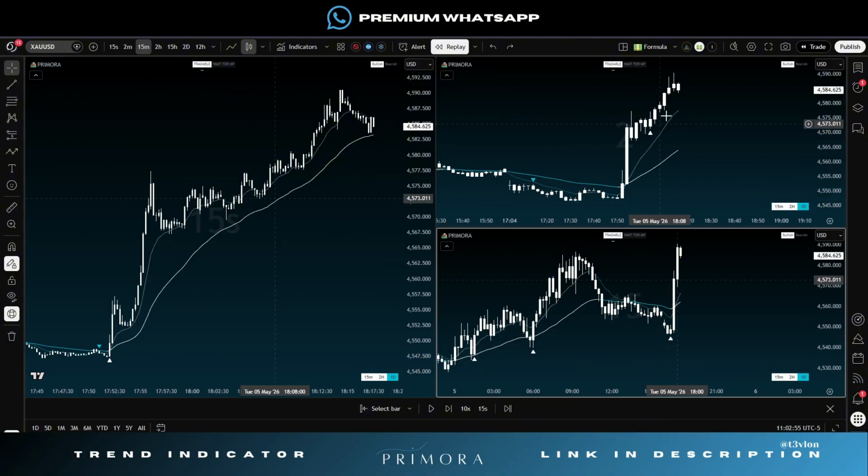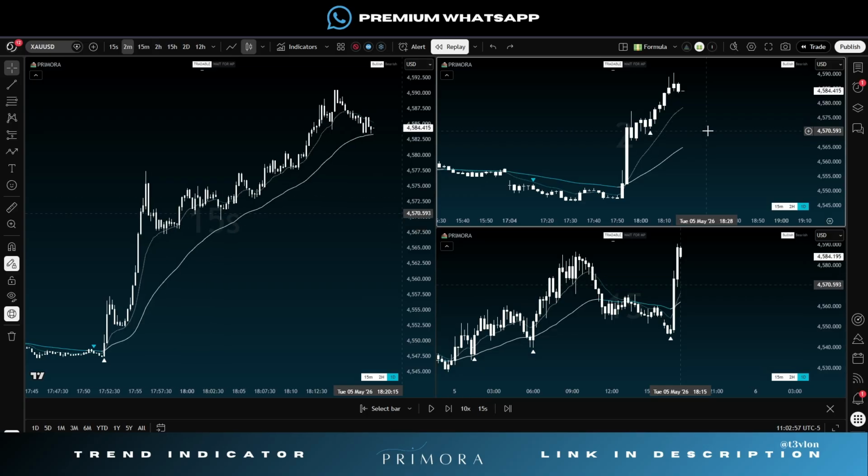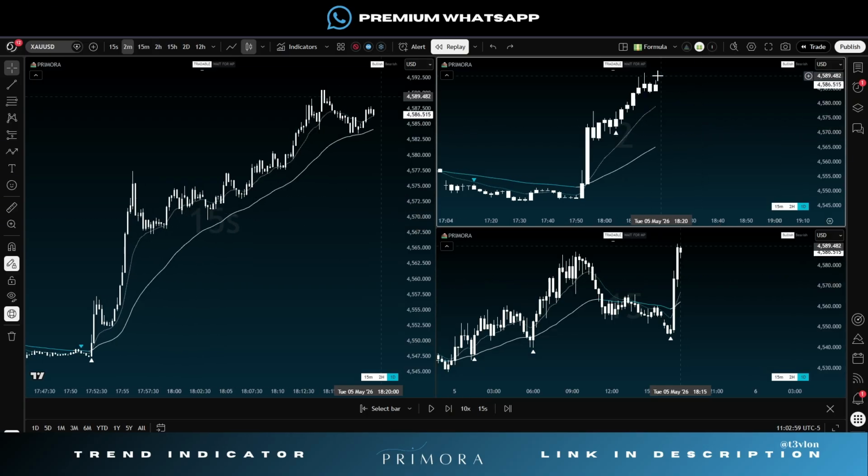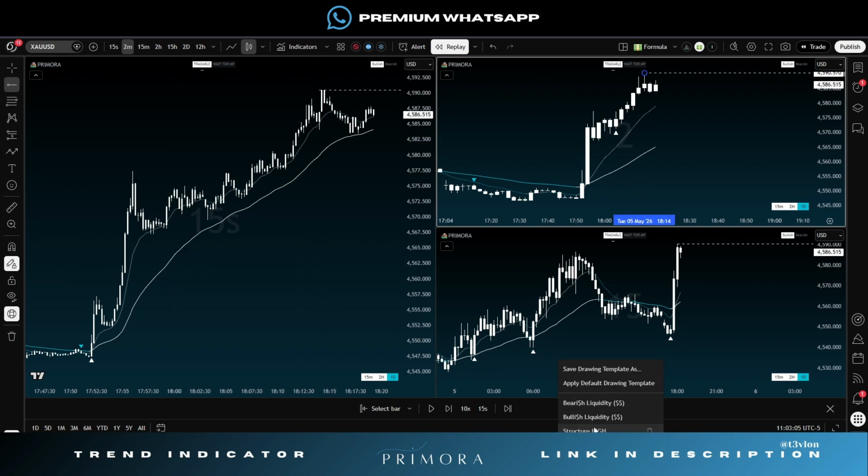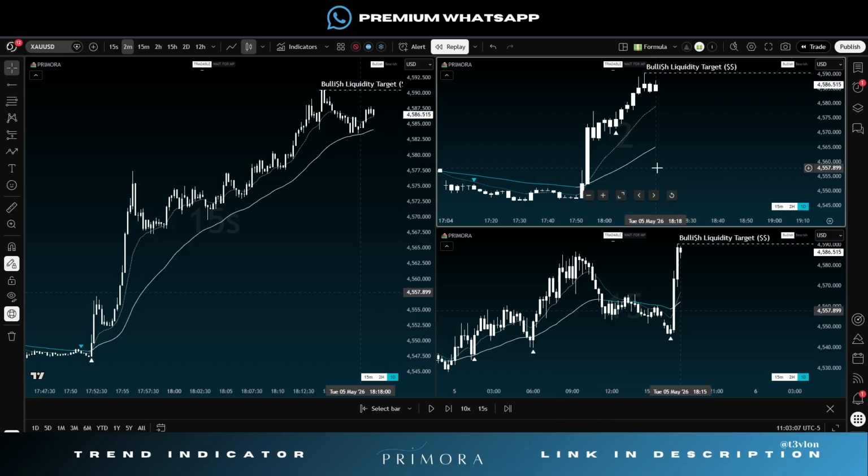Now I have the conditions here. I just need this to come back and make a MA top there. As you can see, guess what it did? Made a new high right here. So bam, that's my liquidity target, right? So bullish liquidity, that's my target.